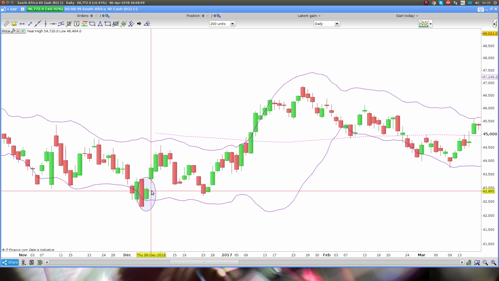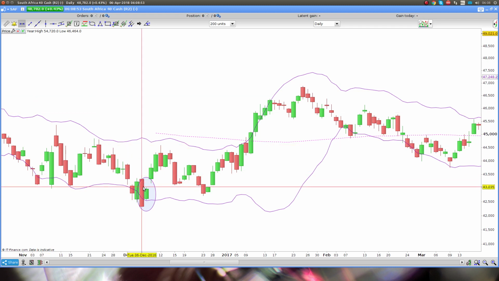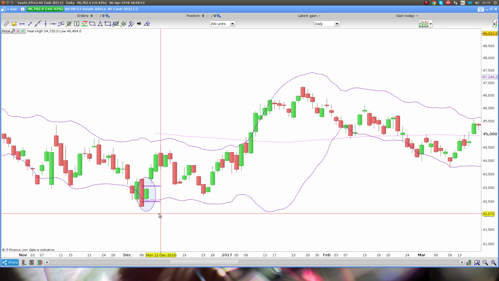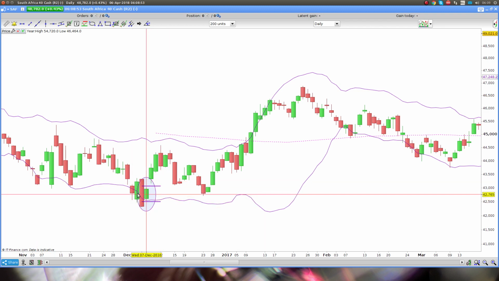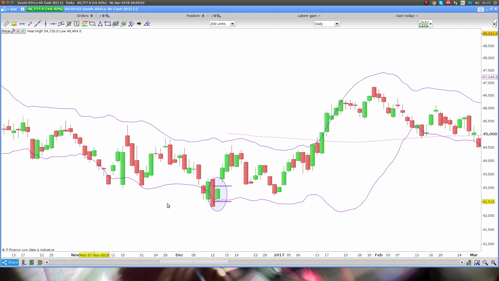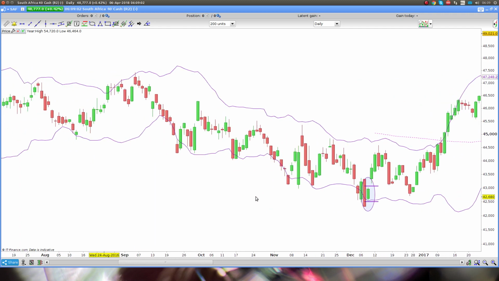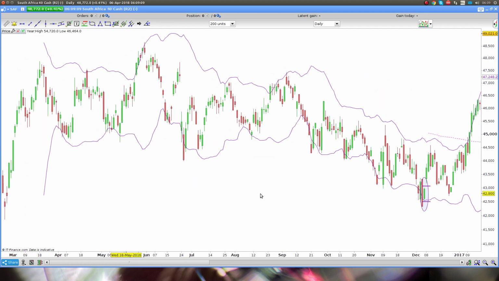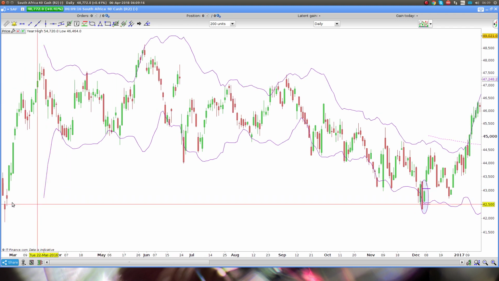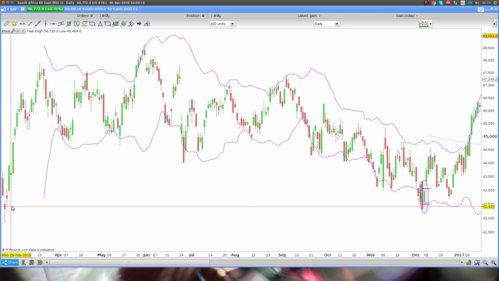So the way to play it is exactly the same way as a pin bar. You have your long entry there and you have your stop loss there. Again, this happens at a level, in this case at the bottom of the Bollinger Band. It's pretty strong, and if we look to the left, there would have been a level here. You can see here's a pin bar.